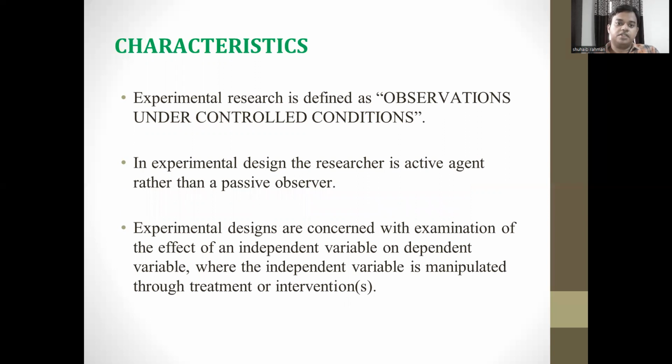What are the characteristics? Experimental research is defined as observations under controlled conditions. This is the main thing which I would like to discuss here. When you see randomized control trials, you will see the word control. That control is not the control which we saw in case control studies. Here, the full control is with the examiner or the researcher, so he can control the entire thing.